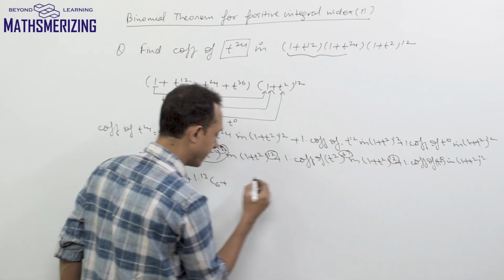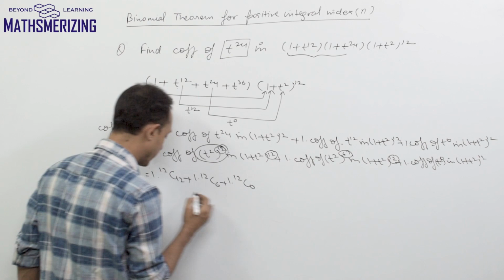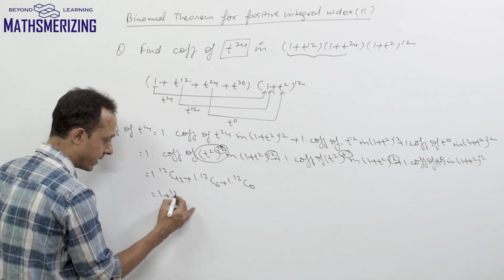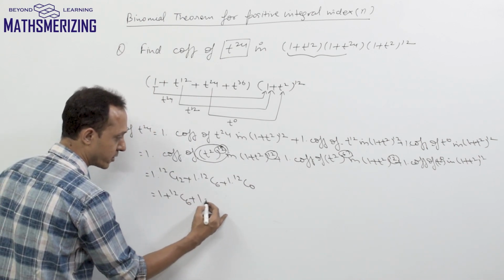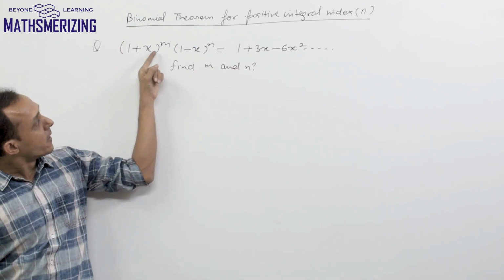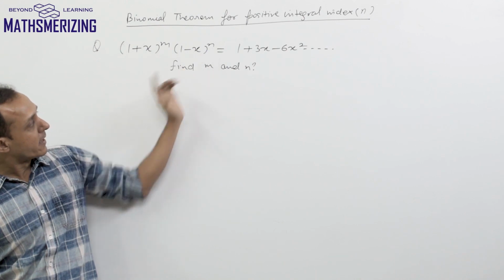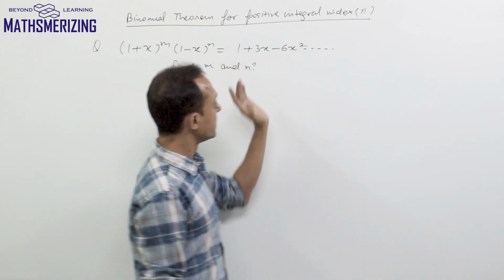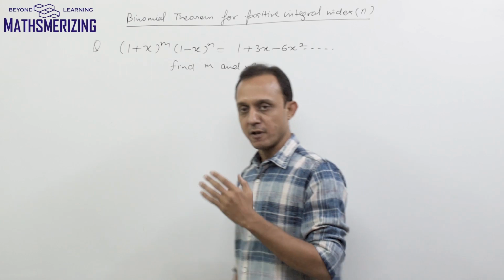And for the last one it will be 1 into 12c0. Now 12c12 is 1, so here it is 12c6, and 12c0 is also 1. So the answer is 12c6 plus 2. Next: (1 plus x)^m into (1 minus x)^n is 1 plus 3x minus 6x square. Then I'll need to find the value of m and n.